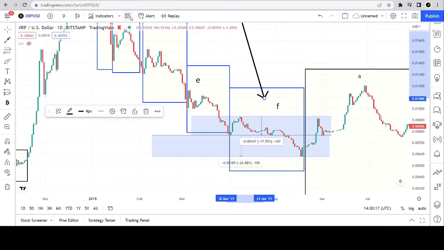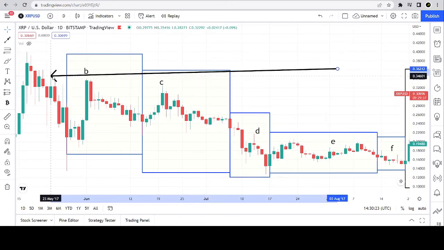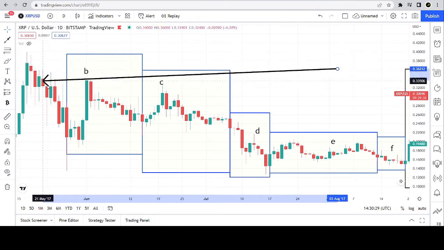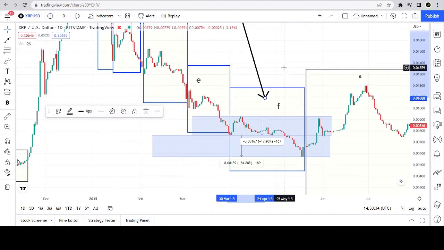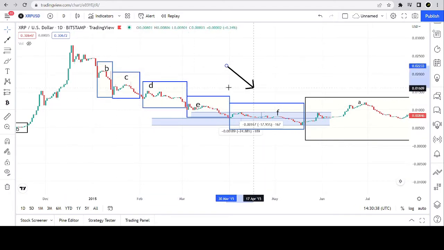Let's move on and see what else we can learn from history. Okay, so this was a very brief correction that took place. This took place in 2017, in May 2017. And as you can see, there's no A here. There was also no A in the previous one. Let me go back here. You can see that there was no A here.